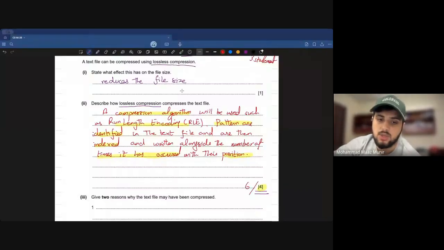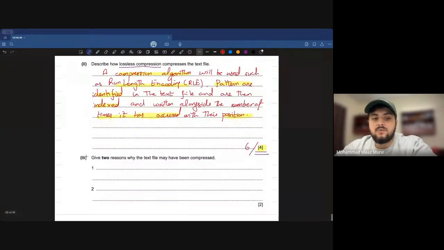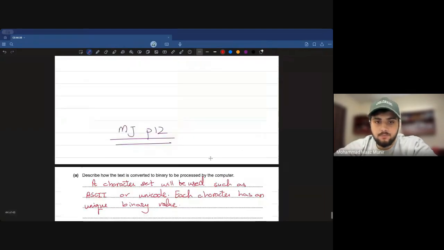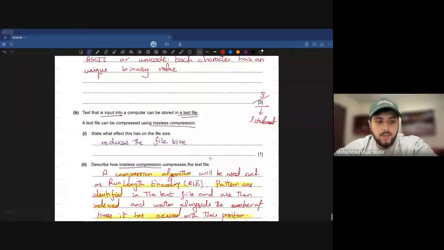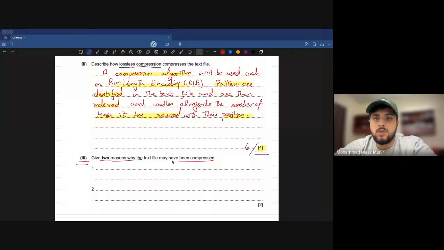Now, in the last part, it's basically asking us to give 2 reasons why the text file may have been compressed. In this scenario, we don't have a scenario up here, but usually in a question like this, you need to tell them the answer in terms of the scenario, or if we don't have a scenario, then you have to tell them in general form why we are going to be compressing the file.